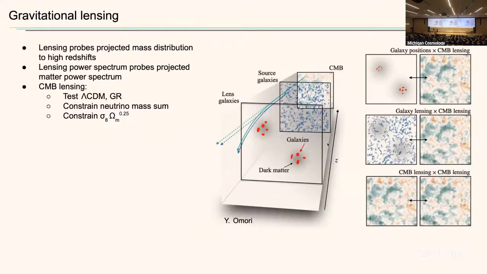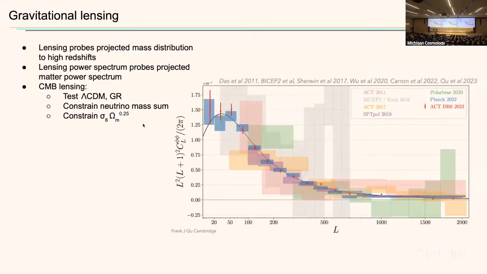So we're interested in studying lensing because it probes the projected mass distribution out to high redshift, and the lensing power spectrum probes the projected matter power spectrum. And in this way, we can test lambda CDM cosmology. We're sensitive to general relativity. And again, we can constrain neutrino mass, as well as constrain this combination of parameters, sigma 8 and omega matter. And we have done this.